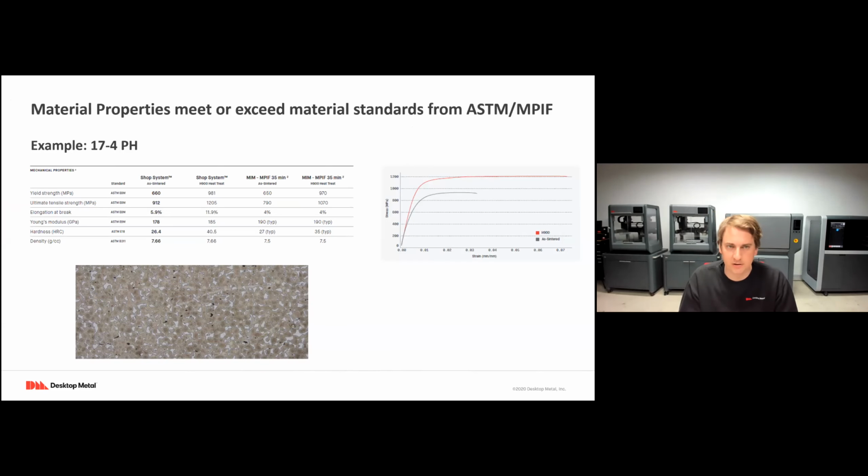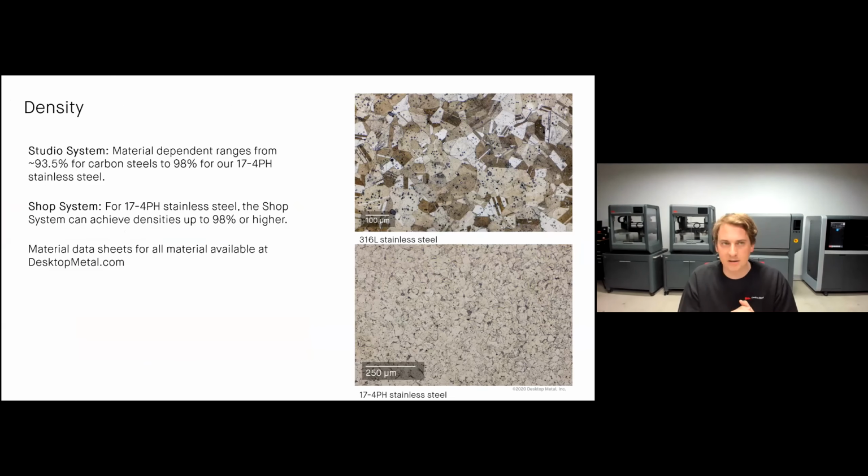Looking at just one of our materials here, 17.4 PH, on our shop system, you can see that yield strength of 660 MPa. As sintered, it can get up to 980 if you want to do an H900 heat treatment, and those material properties are exceeding those of MPIF standards. If you go to our website, you can download these data sheets for all of our materials. And you can really compare apples to apples to see how our materials are comparing to the materials you're using today.